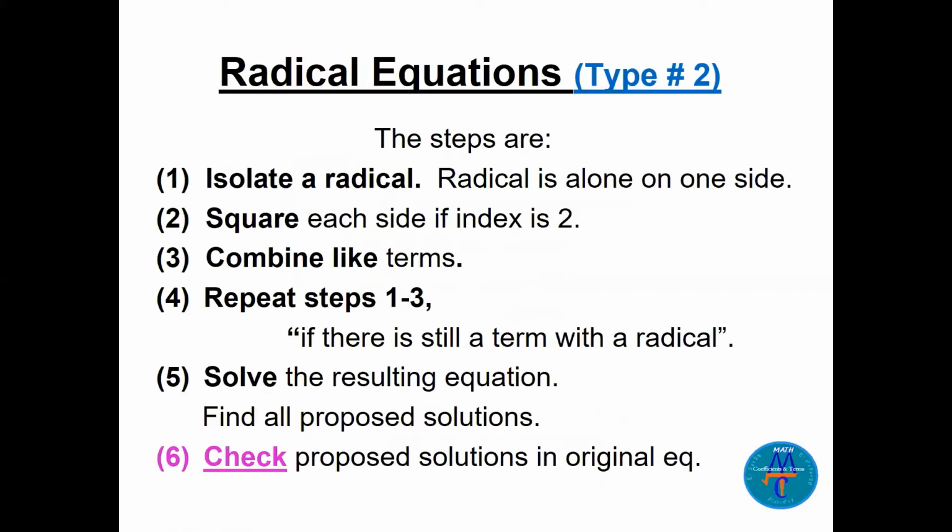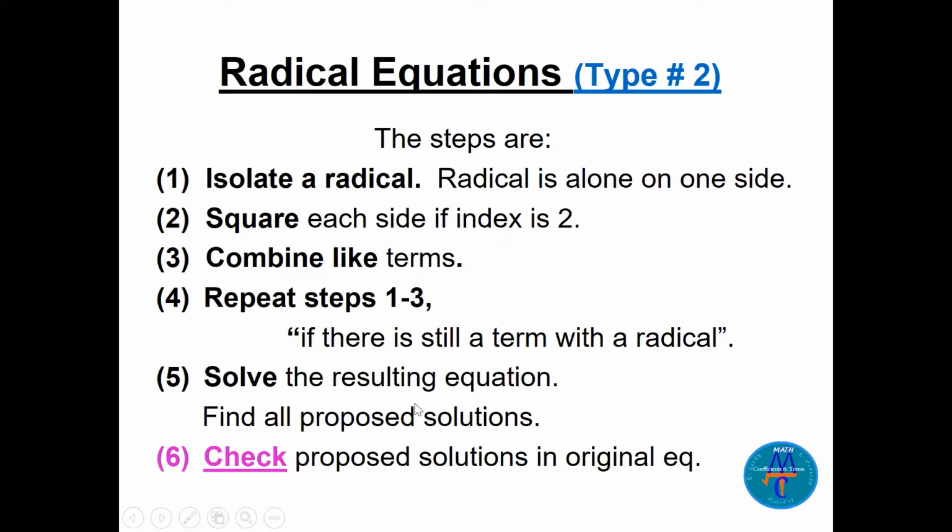Type number 2, we have radicals. It can be square root, the index 2. It can be cube root, the index 3, etc. So the idea here, we have 6 steps, easy steps. You don't have to memorize all these steps, but you have to know that you isolate a radical on one side, put it on one side. If it is a square root, you square both sides. If it is cube root, you cube both sides, and then you remove one radical from the way. Then you continue combining like terms. Sometimes you have to repeat the steps.